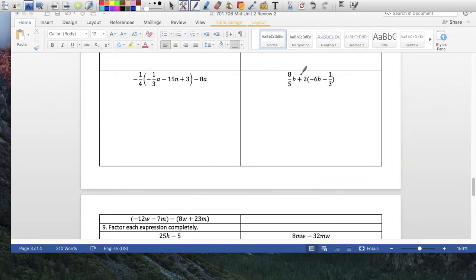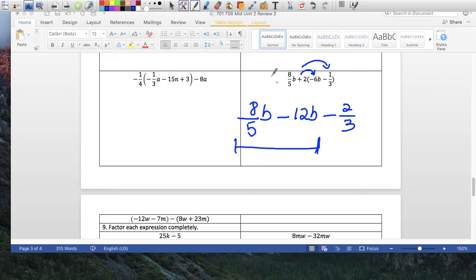I need to do the distributive product between the 2 and the 6b and the -1/3, so 8 over 5. B will just stick around. Positive and negative is negative. 2 times 6 is 12b. Positive and negative is negative again, and 2 times 1/3 is going to be just 2/3. I can combine these two guys right here. So a lot of choices. You can find a common denominator, you can change this to a mixed number and subtract it from 12. I honestly don't know what you would prefer.